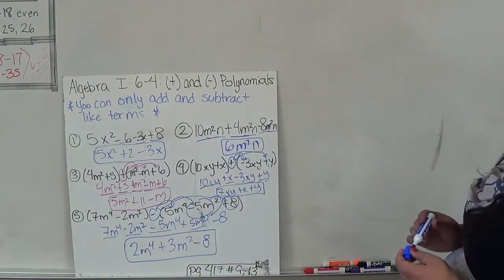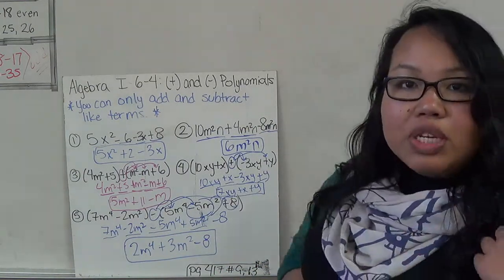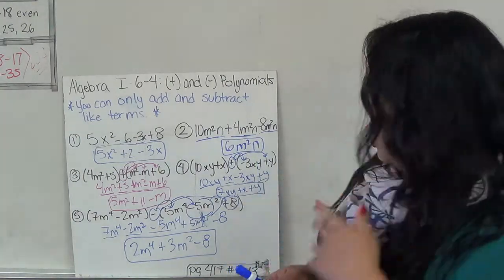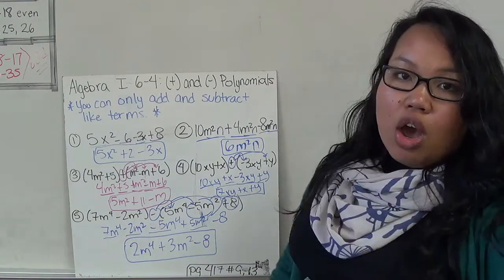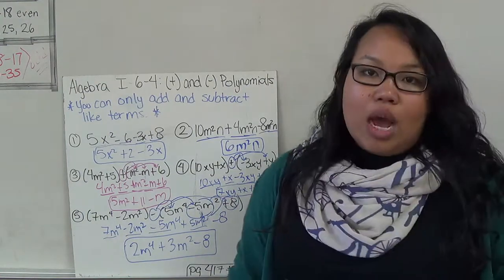Right? So basically this section is combining like terms. Just be careful to make sure that the variables exactly match each other. Go ahead and try page 417, numbers 9 and 13. 417, numbers 9 and 13, and I will see you in class.